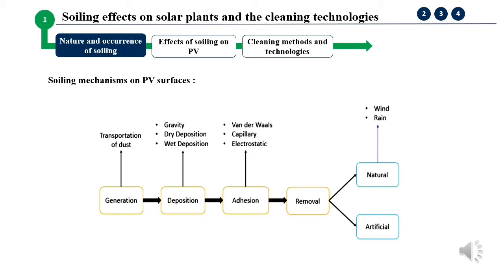Soiling mechanism on PV surface. Generation and deposition are two main phases that soiling goes through before reaching the solar panel surface. Then come addition and removal. The following schema shows the life cycle of a soiling particle, dust for example, from generation until removal.